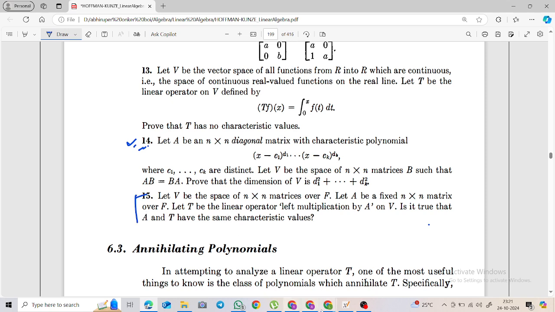What about this? Let V be the space of n cross n matrices over F. Let A be a fixed n cross n matrix over F. Let T be a linear operator, left multiplication by A. Is it true? First, let's copy the problem.